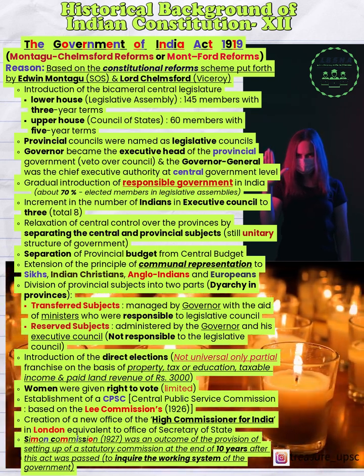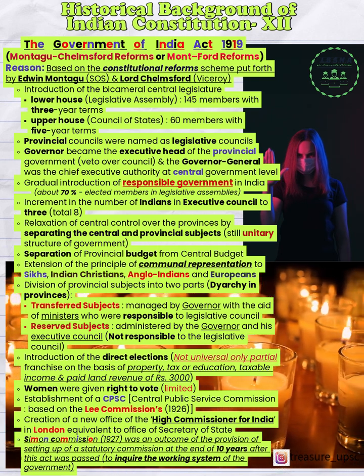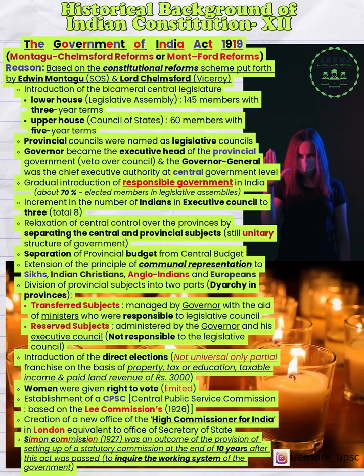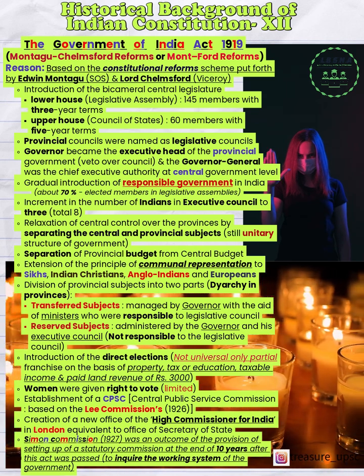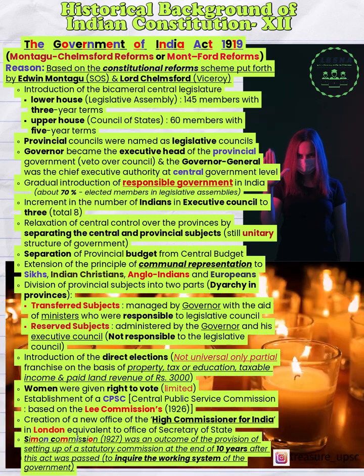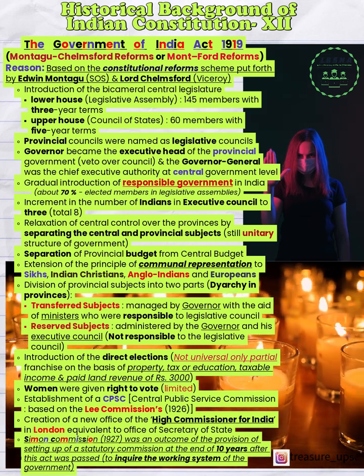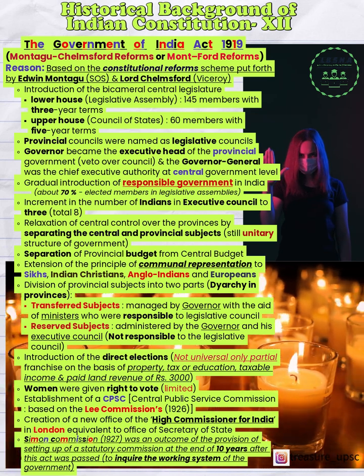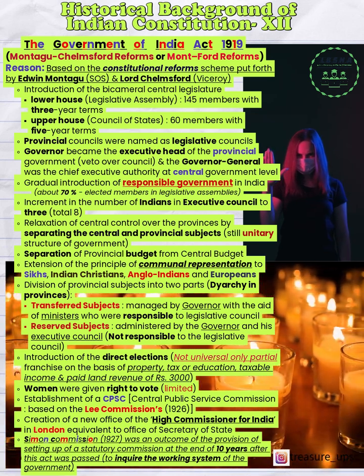act. Central control over the provinces was relaxed by separating the central and the provincial subjects, but structure of governance was still unitary in nature. Provincial budget was separated from the central budget. The principle of communal representation was furthered to Indian Christians, Anglo-Indians, and Europeans.